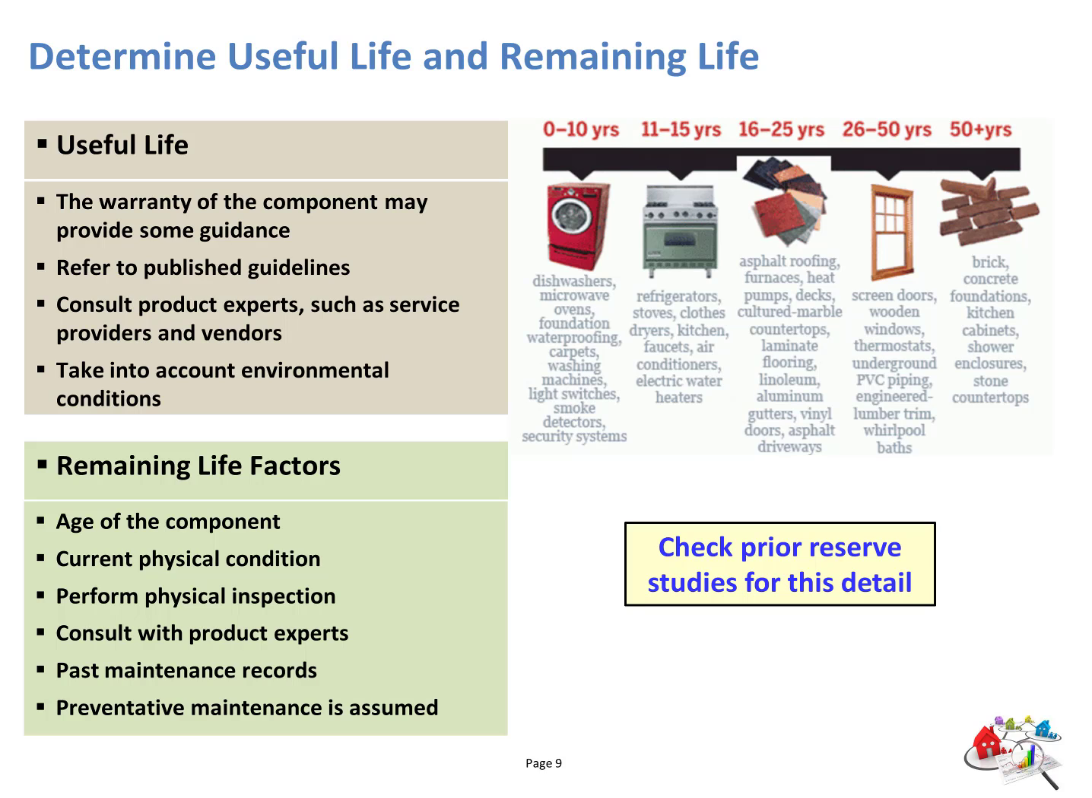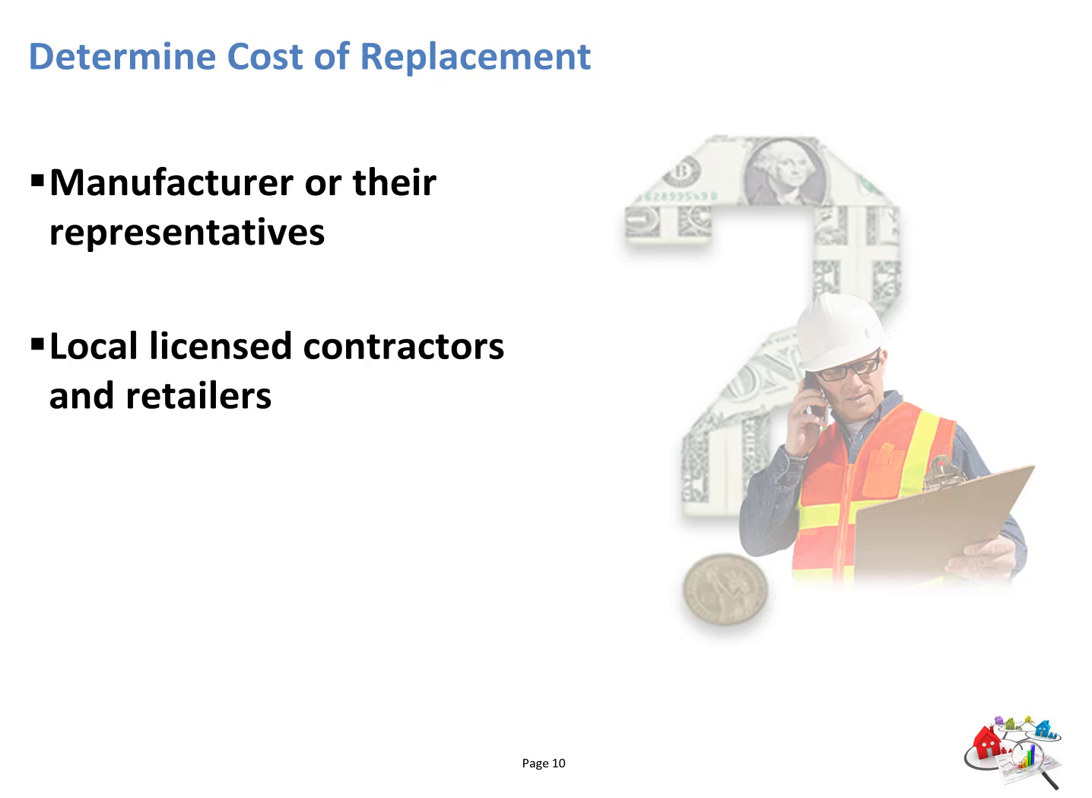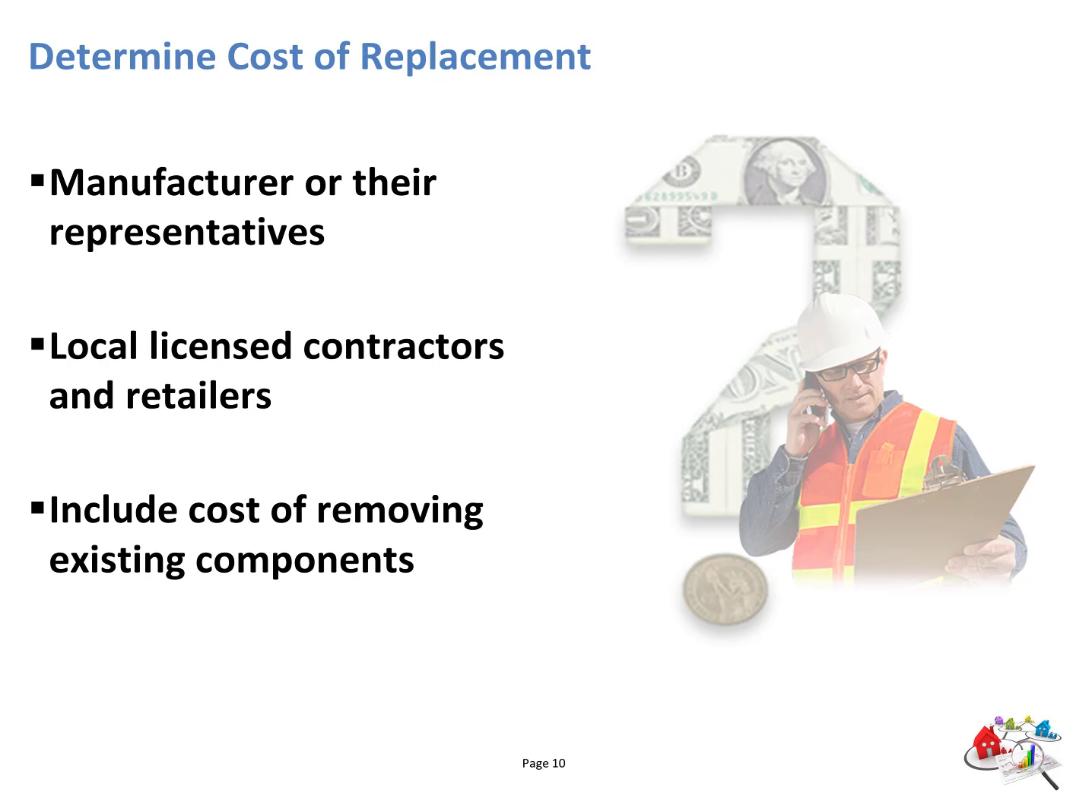Perform that physical inspection, consult experts, look at past maintenance records, and you may have preventative maintenance. Your prior reserve study should have many of these details. Determining the cost of replacement, well, the manufacturer or their representatives, local contractors, and you need to also remember to include the cost of removing existing components.